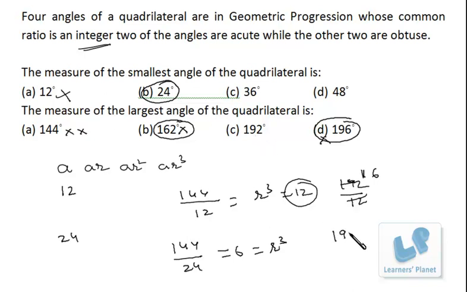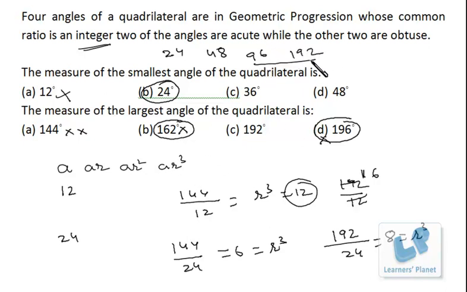So let's divide 192 by 24. It is 8, that is R cube, and 8 is a perfect cube. That means it can be a right choice. So if R cube is 8, R will be 2. So we can assume the angles to be 24. Then AR will be 24 into 2, 48. Then AR square, that is 24 into 4, is 96. And then 192 is the last angle.